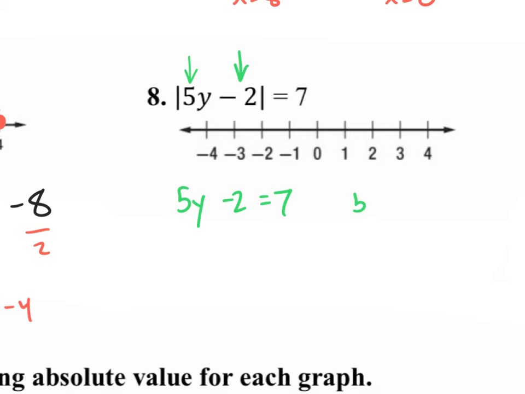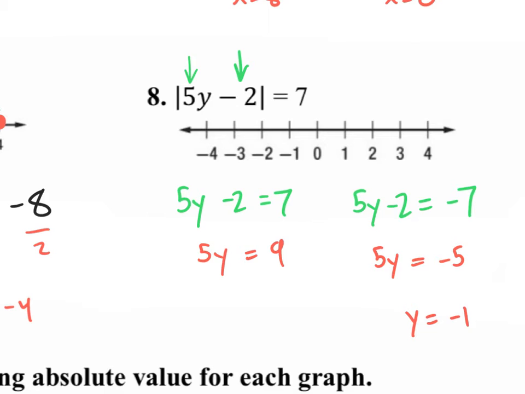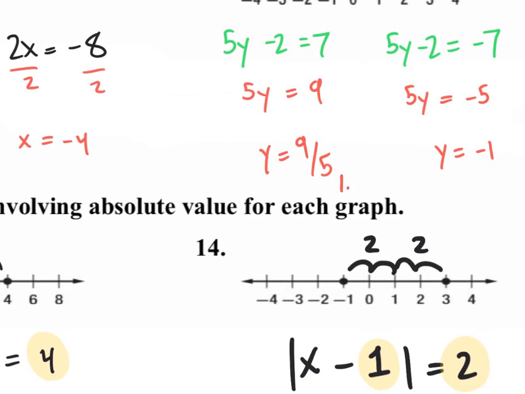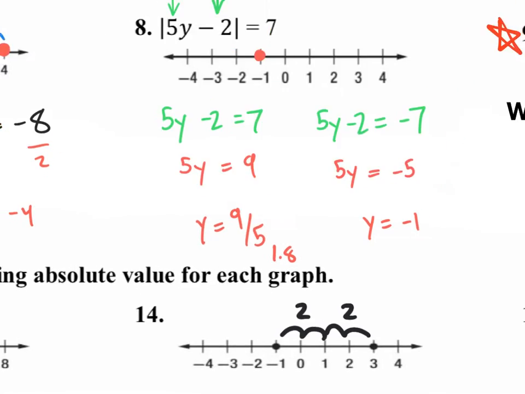we take 5y minus 2 and set it up equal to 7, and 5y minus 2 is equal to -7, and solve. So we get that 5y is equal to 9, and 5y is equal to -5. So we get that y is equal to -1, and y is equal to 9 over 5, which is 1.8.